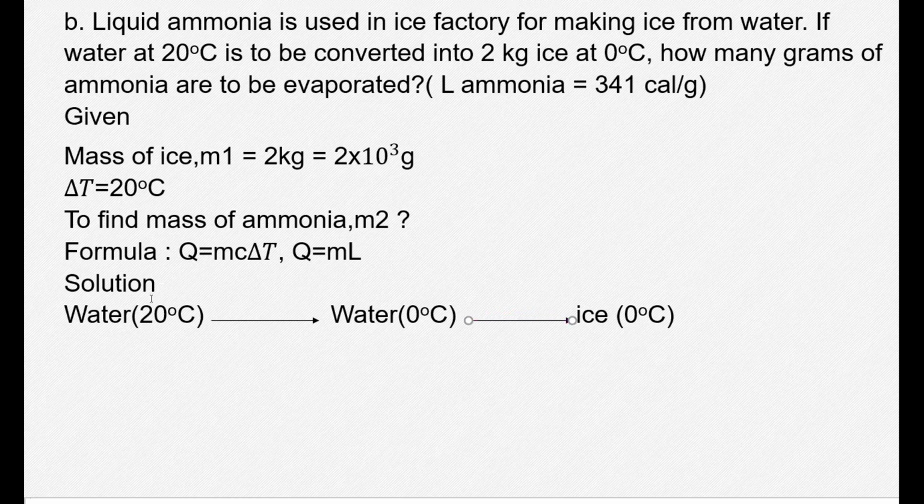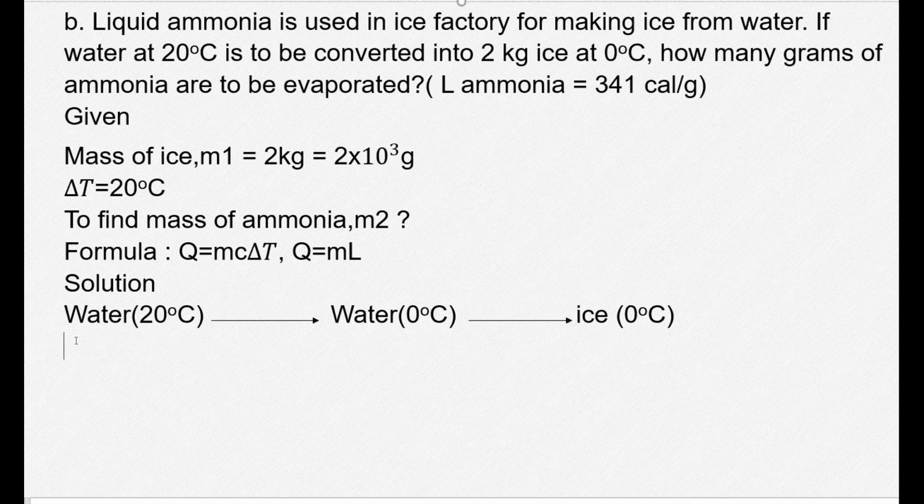So we know that when there is a change in temperature, the state is the same, both are water, but the temperature is different. That is temperature change, so here we have to use the formula Q is equal to mc delta T. And water at 0 degrees Celsius then gets converted to ice at 0 degrees Celsius. So here the temperature is the same, but the state of the substance is changed. Water to ice, that is liquid to solid. So here the formula is ml.